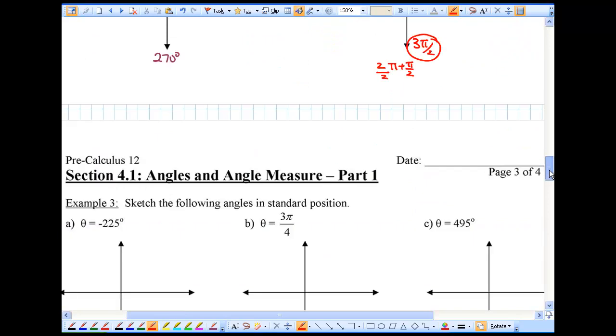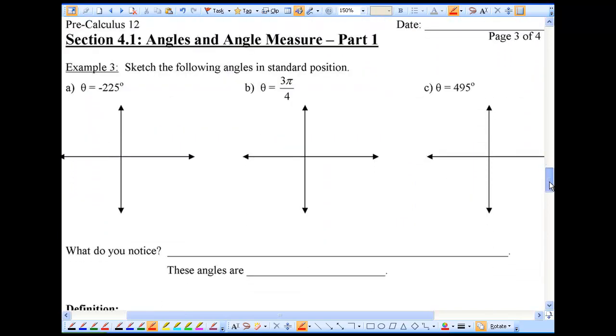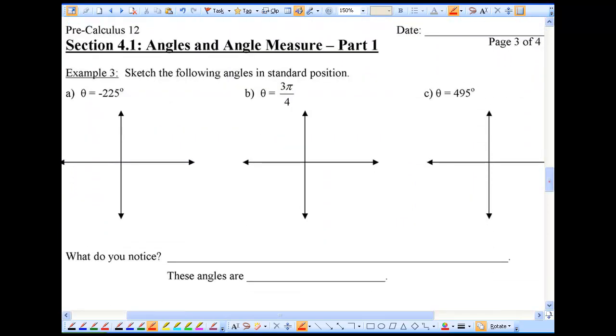All right, now let's go on to example number 3. I'd like you to sketch the following angles in standard position. And by the way, if you can do these without listening to me, by all means do that first. Always pause the video, try it, and then come back. If you get it, that means you understand it. That's great. If not, that's okay. You're learning. Go back and review.